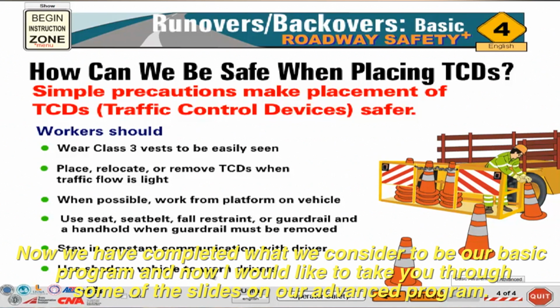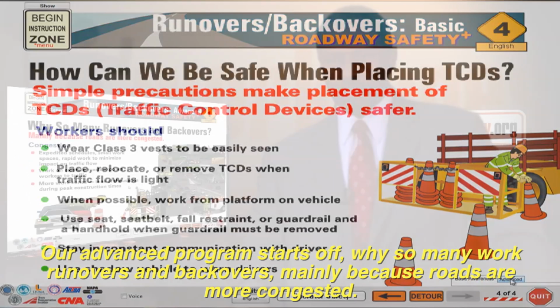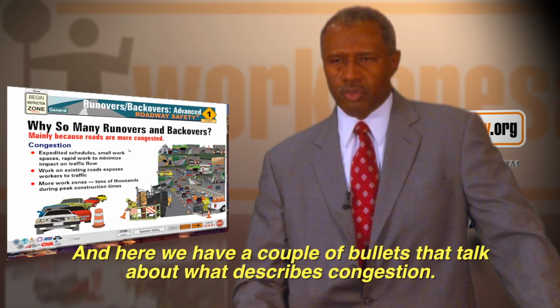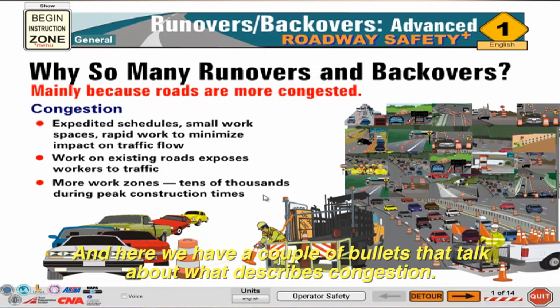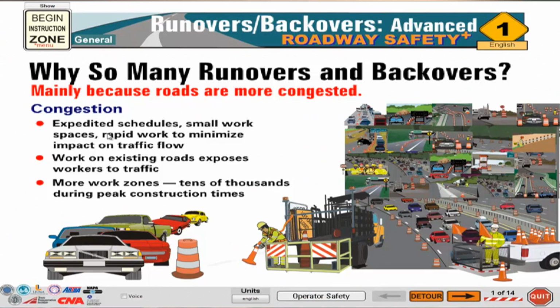Now we've completed what we consider to be our basic program, and now I'd like to take you through some of the slides on our advanced program. Our advanced program starts off with why so many runovers and backovers, mainly because roads are more congested. And here we have a couple of bullets that describe congestion. Here we also give a number of graphics that would explain or show you demos of what congestion actually means and what the bullets are trying to identify.